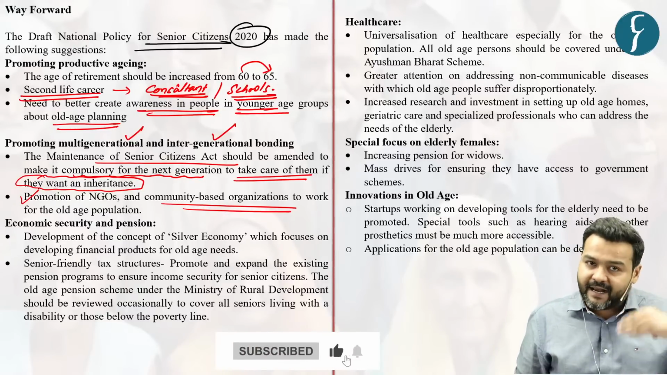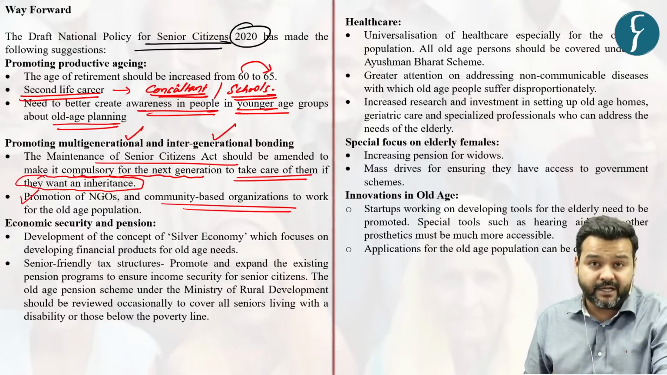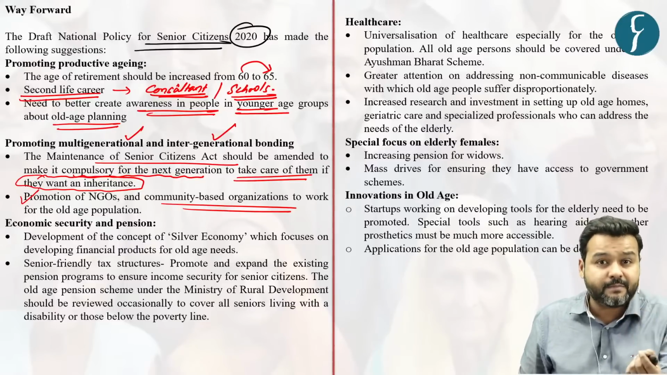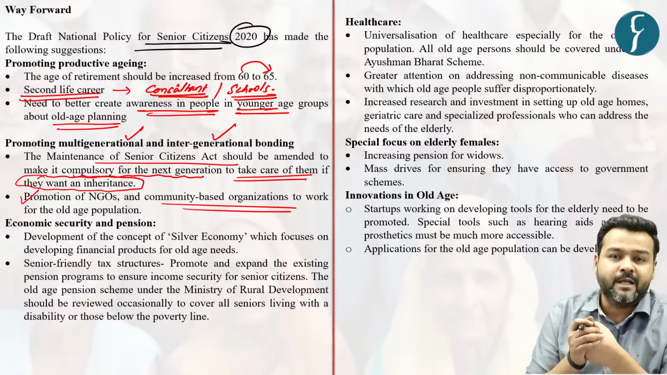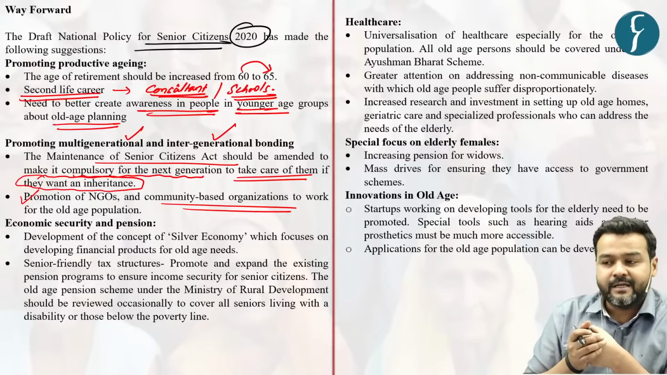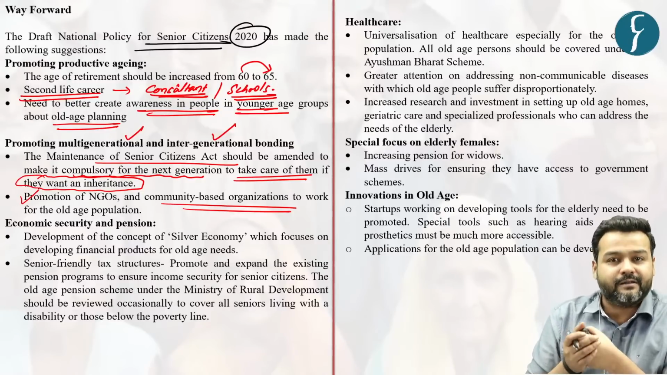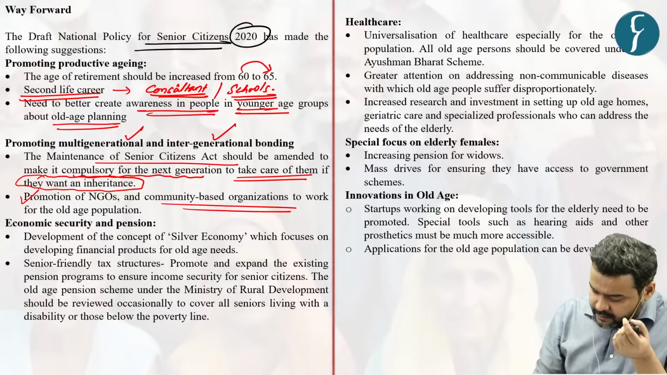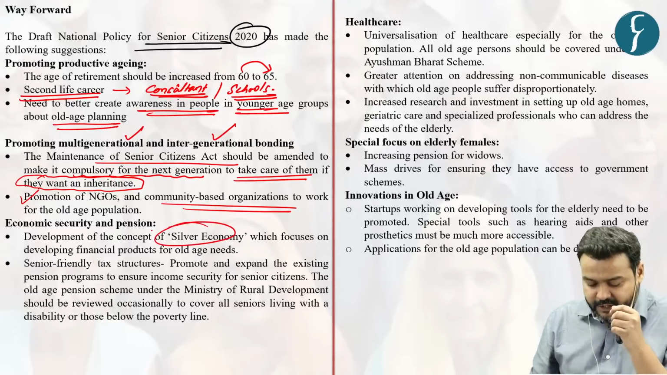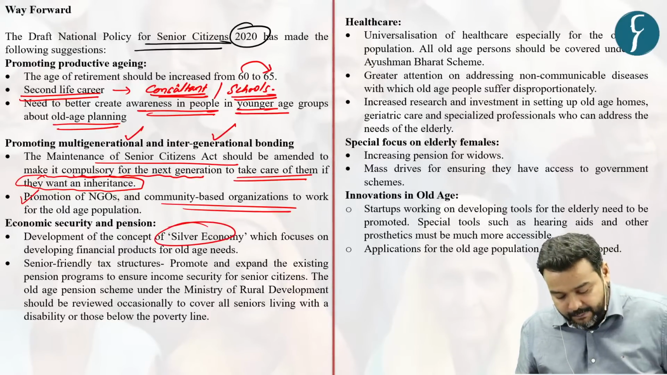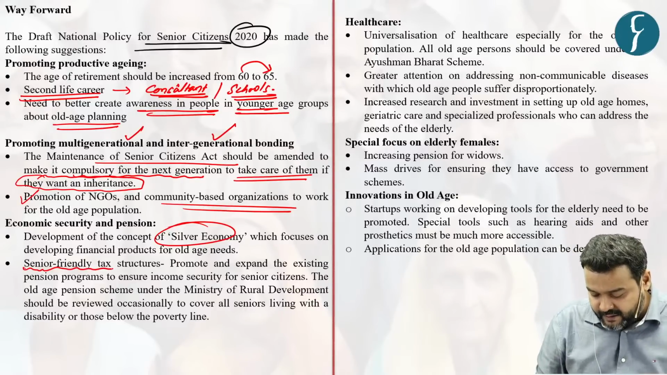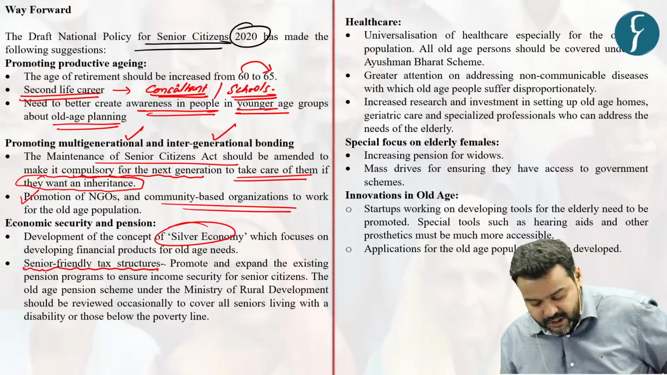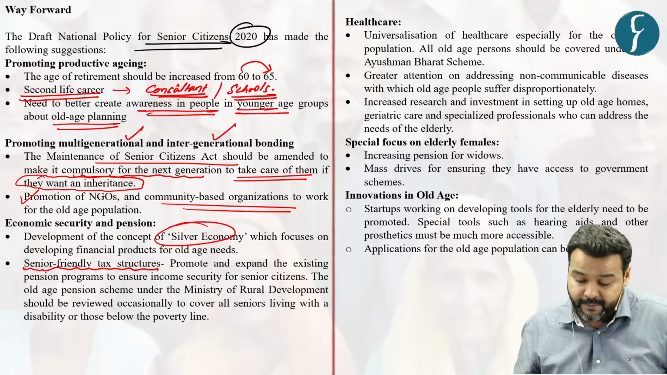Now comes the second part, economic security, because we saw that economic challenges are, you can say, the root cause of all the problems. That dependence on others creates the hurdle. So the concept of silver economy, which focuses on developing financial products for old age needs. Another thing, a senior-friendly tax structure should be promoted.